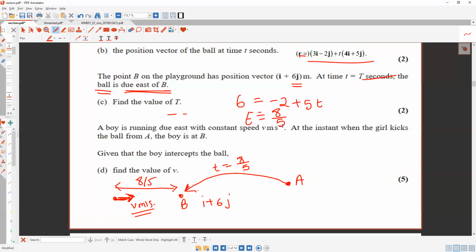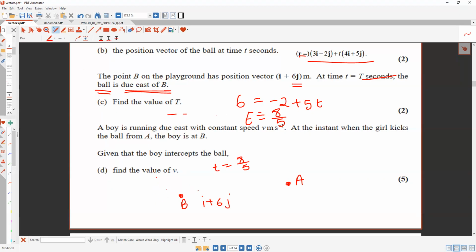The boy is running due east at constant speed. At the instant the ball is kicked from A, the boy is at B. Okay, the boy was at B then. That means my whole explanation was wrong. Okay, fine, I got it. This explanation was wrong a bit. Why? The boy was at B, by the way.